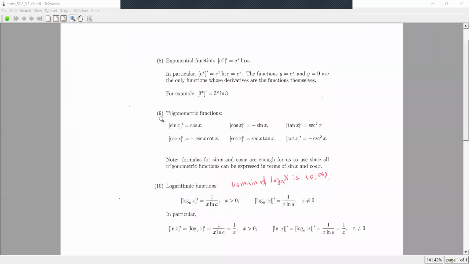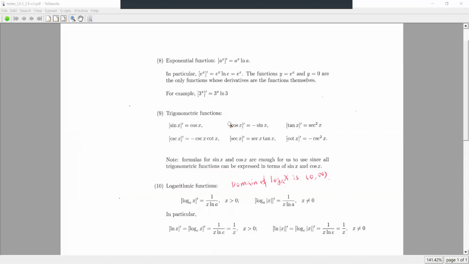Formula number 9, trigonometry functions. Derivative of sine is cosine. Cosine derivative is negative sine. Pay attention here. It is negative sine. Don't miss negative. Derivative of tangent is secant square. Secant square means secant of x times secant of x.